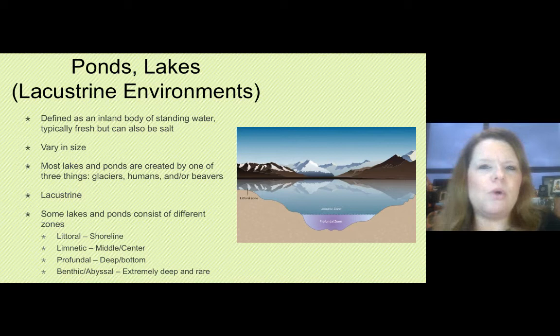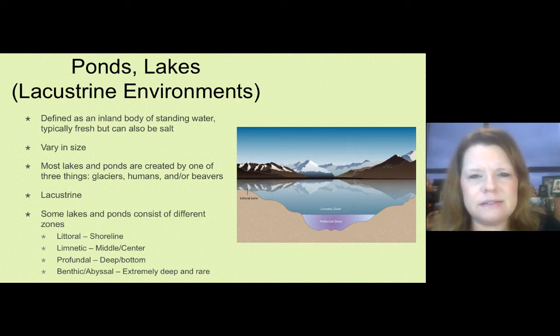So we're going to define a lake or pond as an inland body of standing water, typically fresh but can also be saline or salty. They vary dramatically in size from little ponds that can be called playa lakes all the way into something like the Great Lakes. Most lakes and ponds are created one of three ways. By glaciers, which the Great Lakes were created by glaciers. Humans make lakes, so there's only one non-man-made lake in Texas. It's Caddo Lake. And the rest of them were dug by people to hold water and deal with flood retention of water. And then the third way is by beavers.